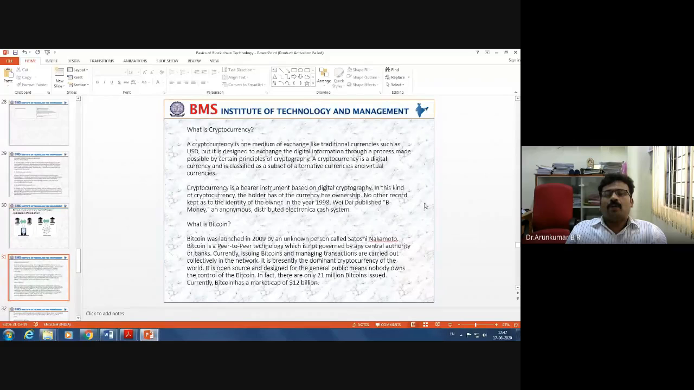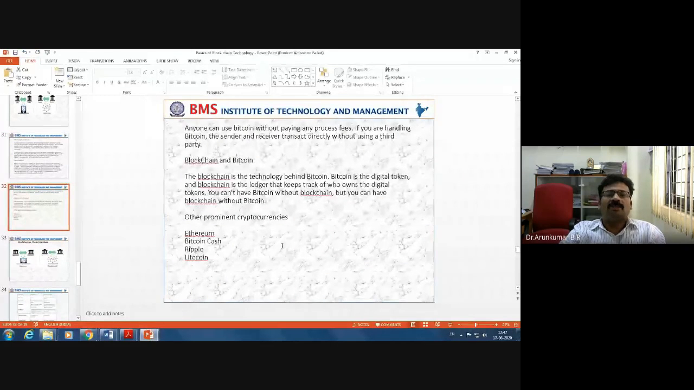In fact, there are only 21 million Bitcoins issued. Bitcoin has a market capital of $2 billion. So this is some of the information about Bitcoin, friends. You need to know some of the information with respect to Bitcoin. Anyone can use Bitcoin without paying any processing fees. If you are handling Bitcoin, the sender and receiver transact directly without using a third party. The blockchain is the technology behind Bitcoin. Bitcoin is the digital token, and blockchain is the ledger that keeps track of who owns the digital tokens. You cannot have Bitcoin without blockchain, but you can have blockchain without Bitcoin. All these things we discussed.